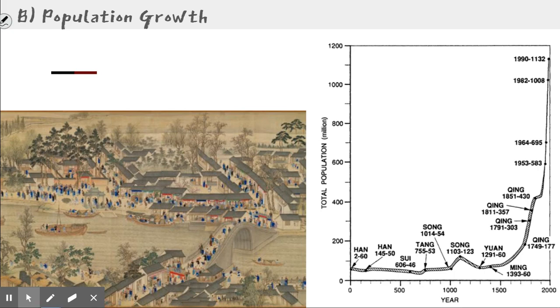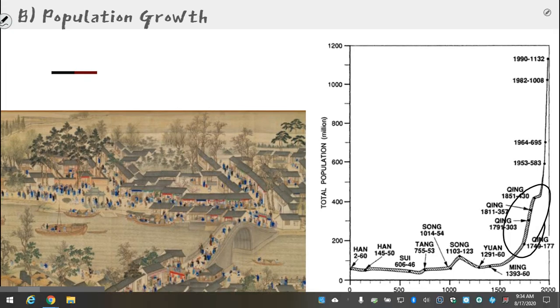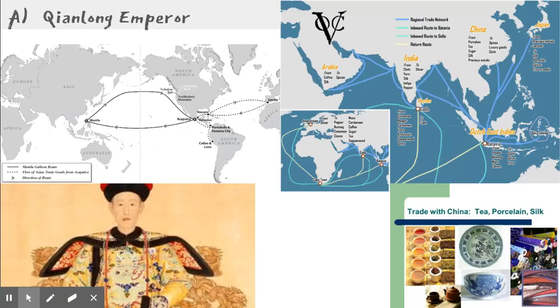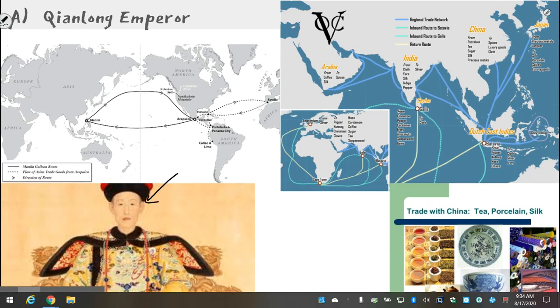You can see clearly here the growth of China's population under the Qing Dynasty, which of course significantly increases China's ability to produce products and become wealthy through trade. This massive wealth of trade really expanded under the Qianlong Emperor, who we see pictured down here. It was during this time period that China became more completely integrated into the global trade system that had really picked up during the European Age of Exploration, which again we'll talk about next unit.